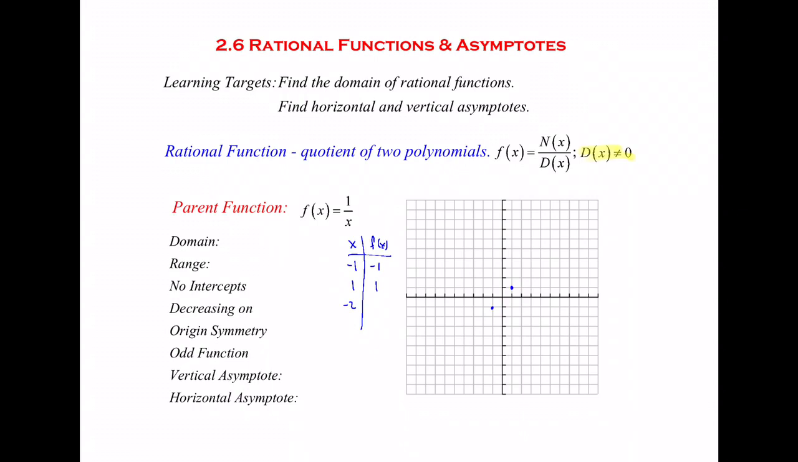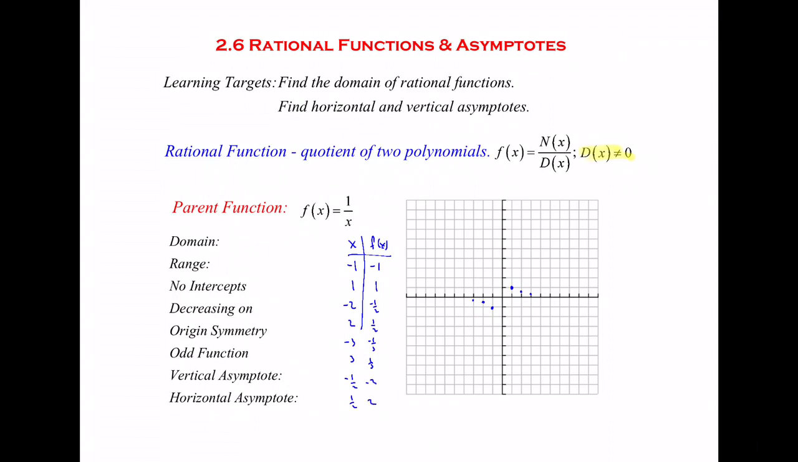We'll do negative 2. That would give us negative 1/2, and positive 2, which would give us positive 1/2. And you can see if we go negative 3 and 3, we will get negative 1/3 and positive 1/3. So you can see that they're getting closer and closer to that x-axis. If we go in the other direction and do negative 1/2 and positive 1/2, 1 divided by 1/2 is 2. So we would get negative 2 and 2.